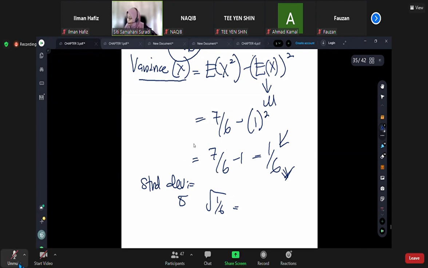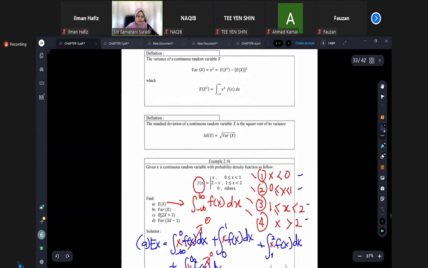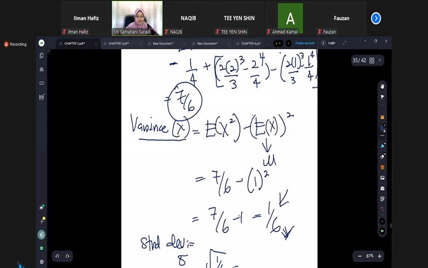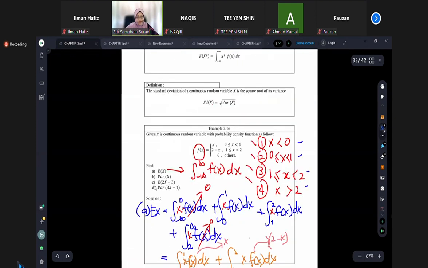So not in your questions, but I ask you. This one is not asking you the standard deviation, but I ask you. As long as you get the answer, the square root of this one is the standard deviation. Now you have a difference. Let's say you need to find the mean for 2x plus 3. So it's different. This is what I want to explain.